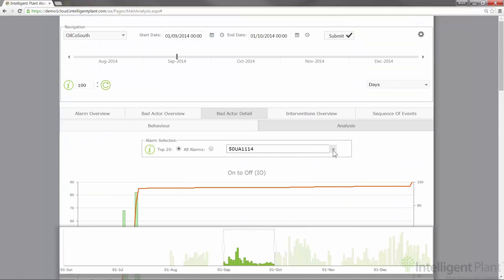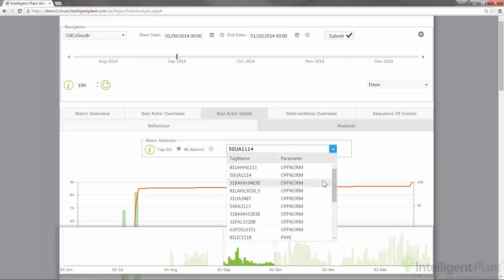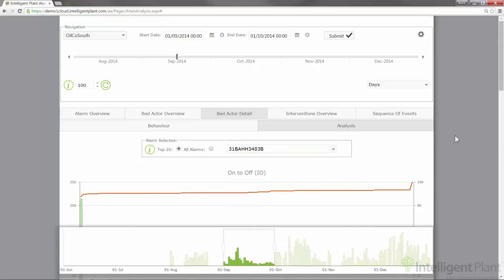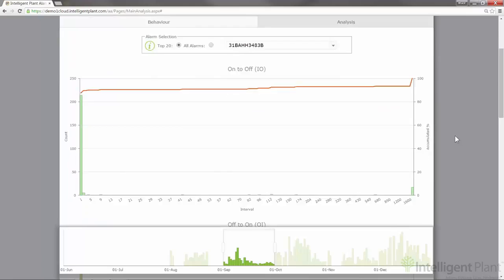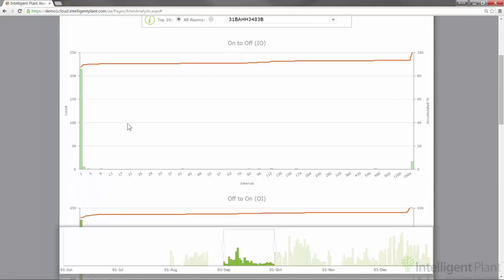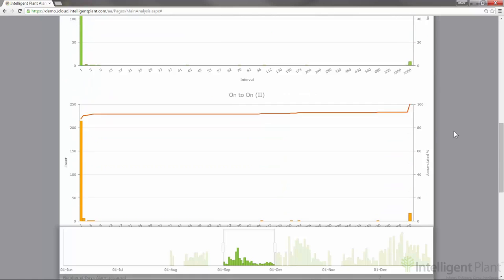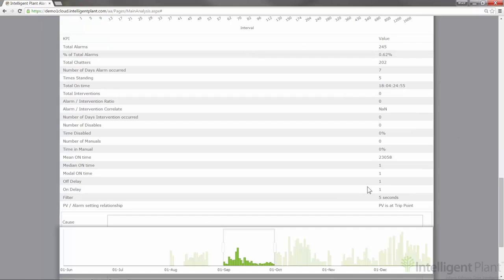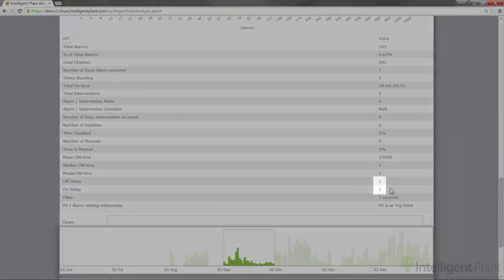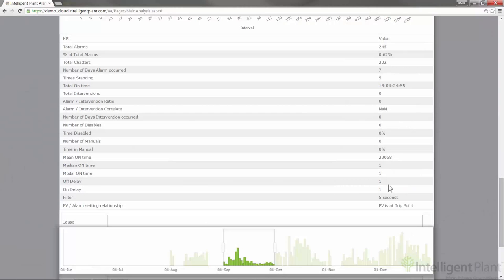We'll choose another tag. What we can see here is a tag that both fleets. It is on for a very short time. Nearly every time it happened it cleared within a second, and it is also chattering. This means that very short delays are all that are required to fix this tag.